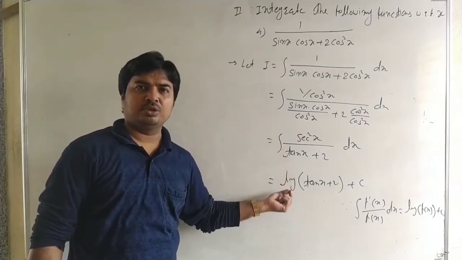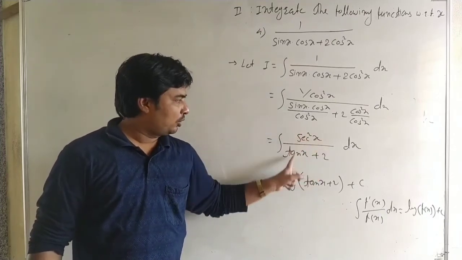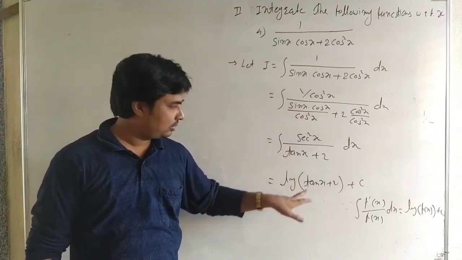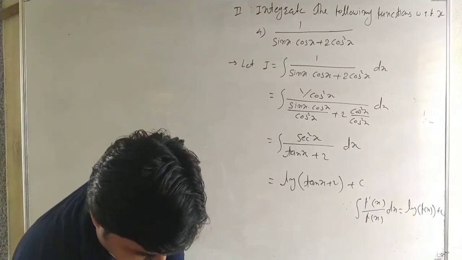Here you can also solve by substitution. Put tan x equal to t, then sec square x dx is equal to dt, and 1 upon t plus 2. The integral of 1 upon t plus 2 is log of t plus 2, and put the value of t. Okay, the answer is the same. Now the next example.